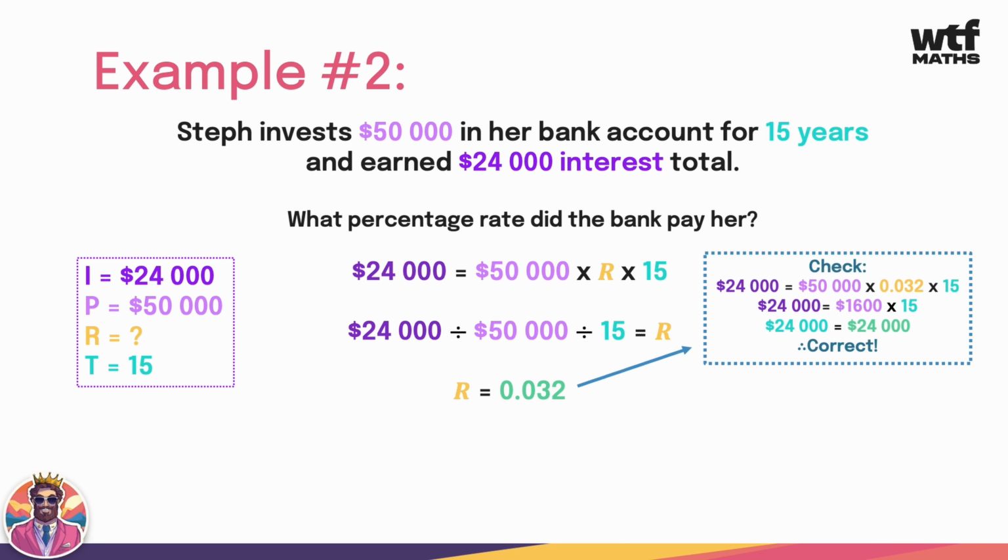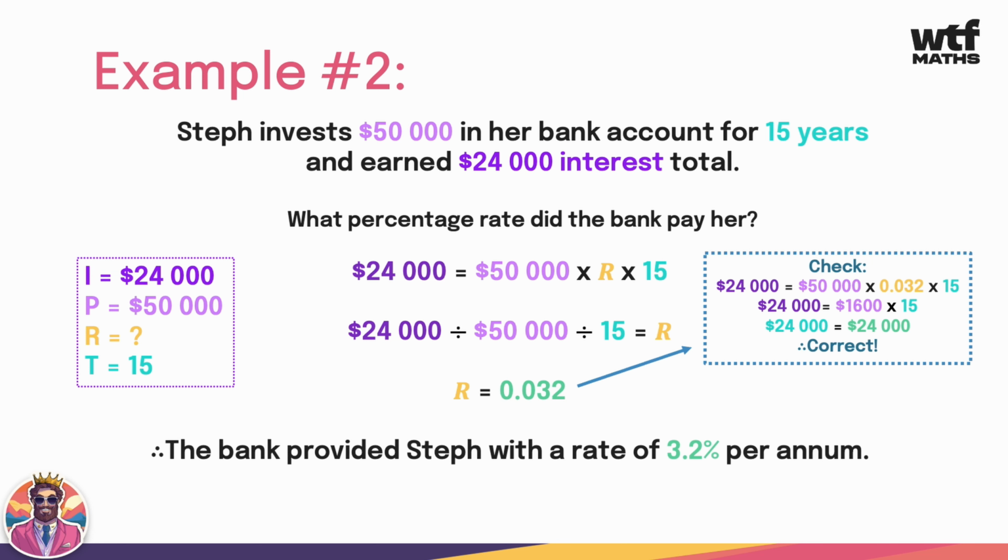Again, I'll just quickly check my answer, and by substituting the numbers in, we can clearly see that the left side and the right side are both 24,000. So that 0.032 is correct. So the bank provided Steph with a rate of 3.2% per annum.